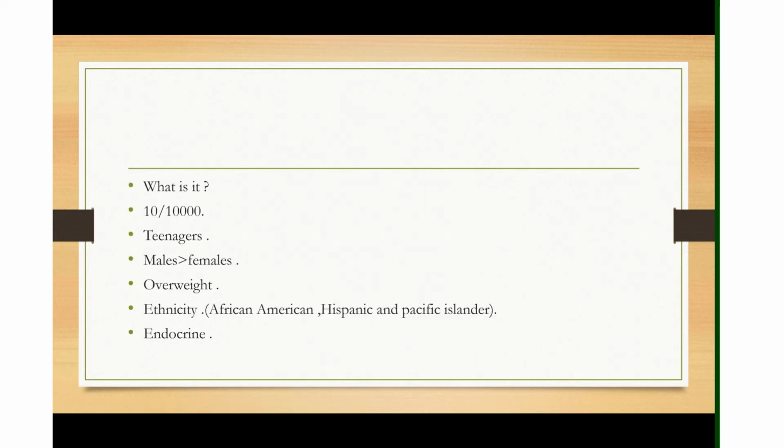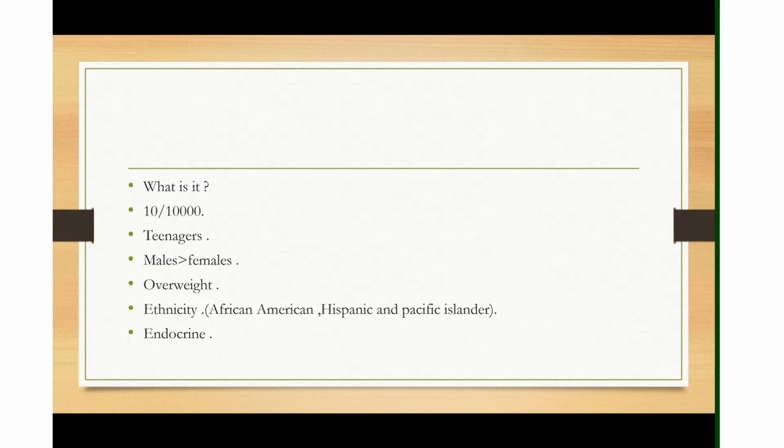So, what is the incidence of this condition? Approximately 10 out of 10,000 people are affected, and it most commonly affects teenagers. That means the age group is approximately 14 or 15, and it classically affects males. Females are also affected, but males are more commonly affected.